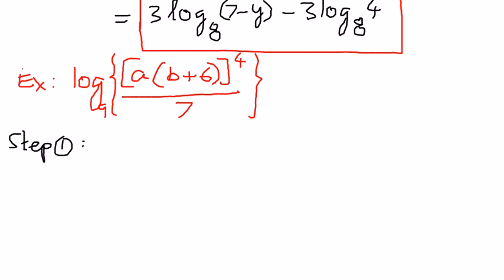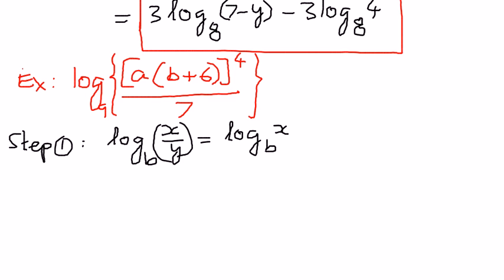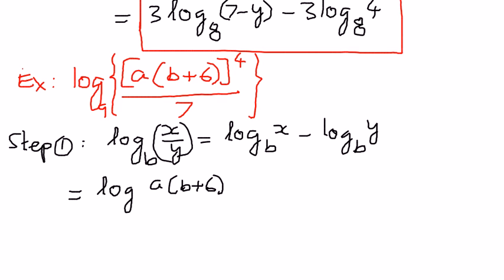quotient rule. And what is the quotient rule telling us? The quotient rule is telling us that if we have log of x over y to the base b, we can write this as log x to the base b minus log y to the base b. Therefore, we can apply that to this particular expression and write it out as follows. Log of the numerator part, a times (b plus 6), this whole thing raised to the power of 4, to the base 9, minus log 7 to the base 9.